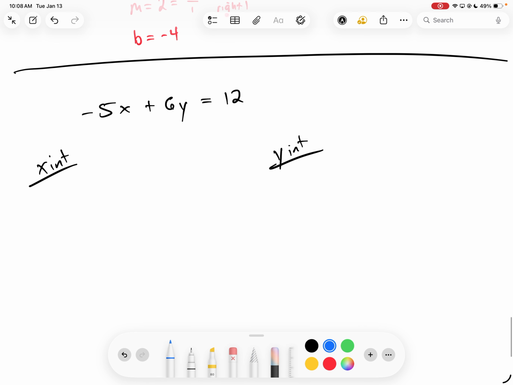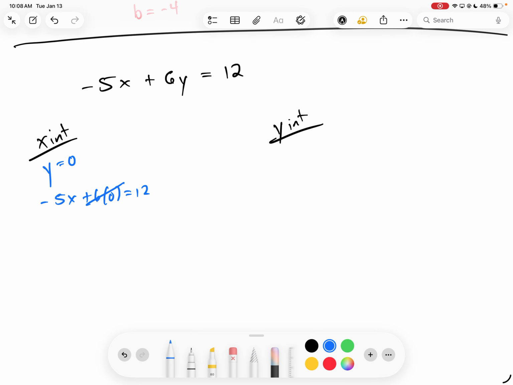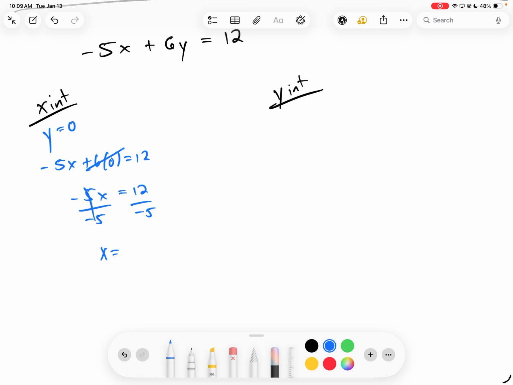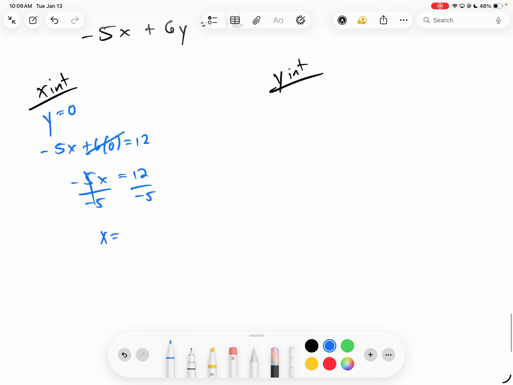All right, to find the x-intercept, you make y be 0, so you get negative 5x plus 6 times 0 equals 12. The 6 times 0 cancels out, because 0 times 6 is just 0, so you just have negative 5x on that side. Divide by negative 5. And x is, this is one weird thing with fractions and the way we write these. A fraction is one number, so the whole thing is either positive or negative. The fraction bar also means divide, right? So a positive divided by a negative is a negative, okay? So this answer is negative 12/5.